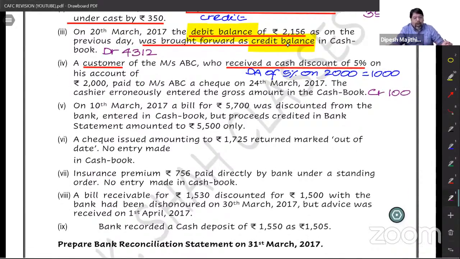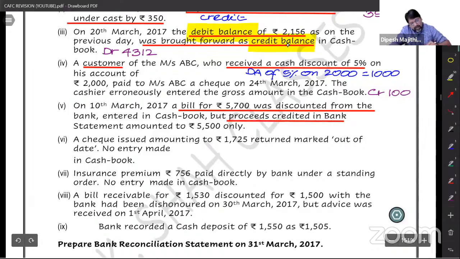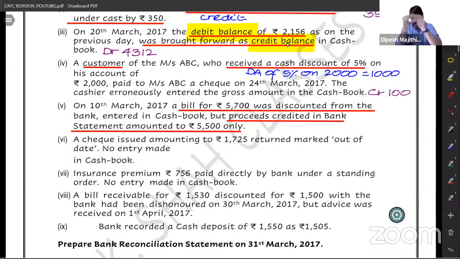Thereafter, number 5. On 10th of March 2017, a bill of rupees 5,700 was discounted. It was entered in the cash book, but the proceeds credited in the bank is only 5,500. First of all, what is the bill? 5,700, which you discounted. Proceeds means what? Money received. So the bill was 5,700. The bank gave you how much? 5,500. Hey, why, sir? Bill value is 5,700. Why will the bank give 5,500 only? Arey nalaya. If bill value is 5,700 and they are giving you 5,500, that means 200 is discounting charges.